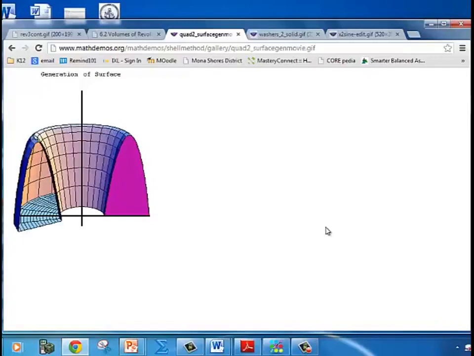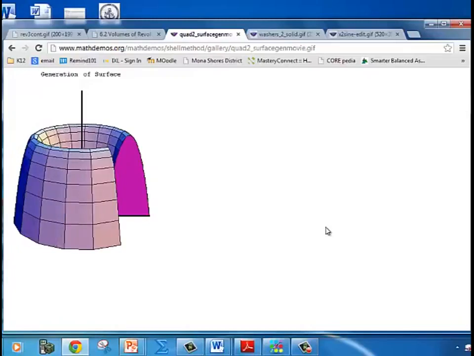Kind of looks like a bundt cake, if you know what a bundt cake is, if your parent or guardian's ever made you a bundt cake.